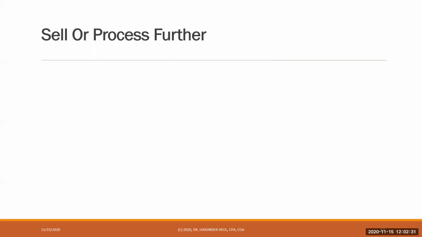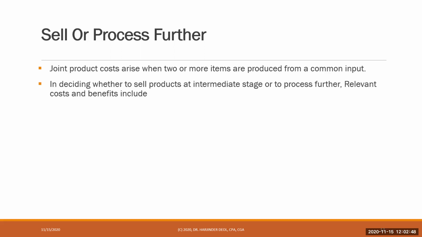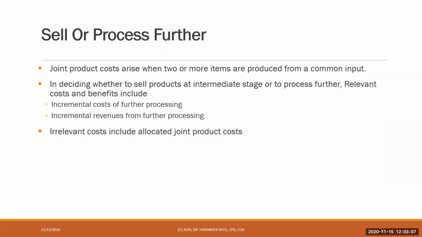The next kind of decision to look at is the decision of whether to sell something or to do more work and process it further. Now, joint product costs arise when two or more items are produced from a common input. In deciding whether to sell the products at the intermediate stage or to do more work and process them further, the relevant costs and benefits include the incremental costs of doing the further processing and the incremental revenues from the further processing. What we should not pay attention to is the allocated joint product cost.